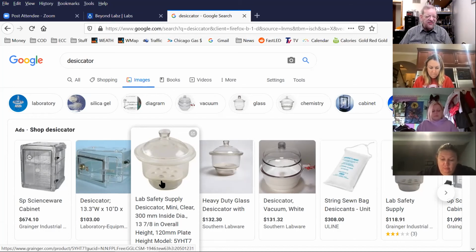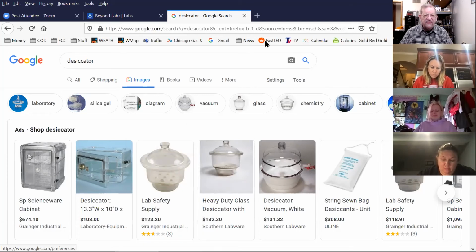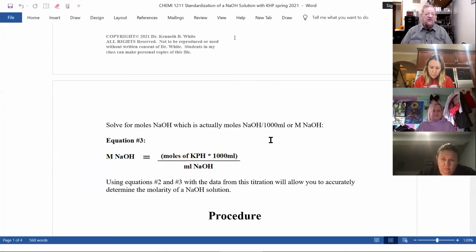It has a heavy glass lid, and there's vacuum grease here that keeps it totally sealed from the air outside. That's where you can let things cool and dry off. So using dry KHP, you can find the molarity of your sodium hydroxide solution very accurately.